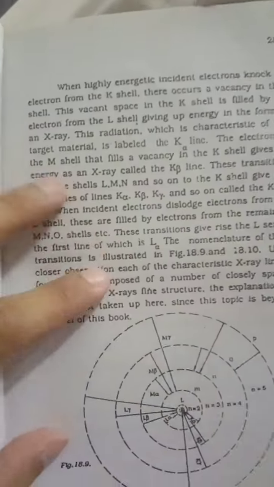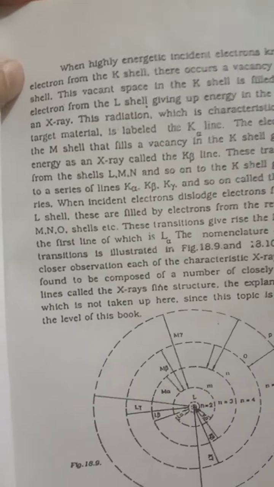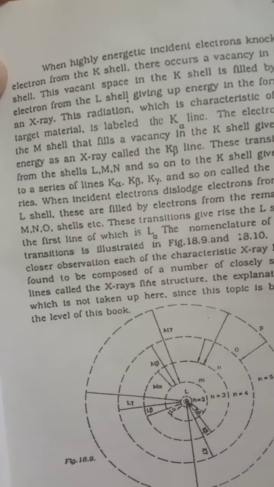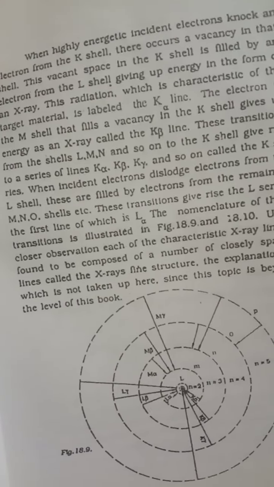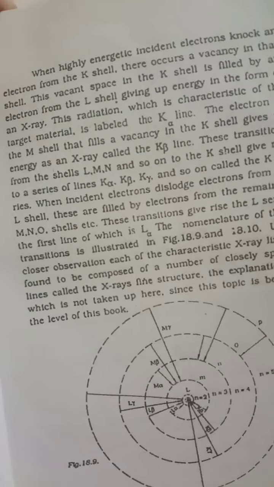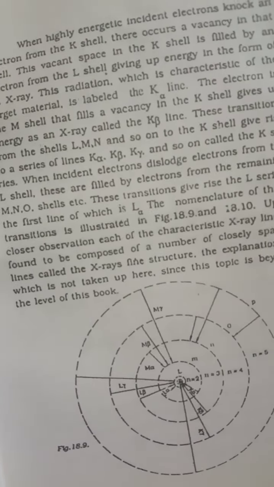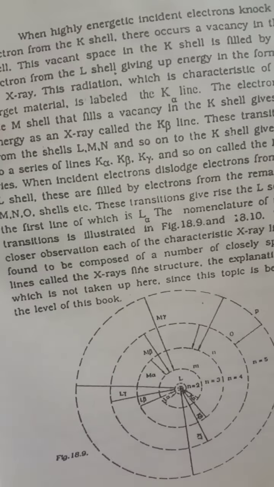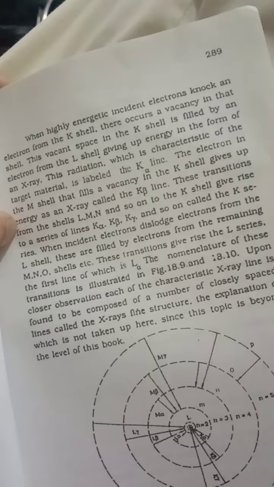When highly energetic incident electrons knock an electron from the K shell, there occurs a vacancy in that shell. This vacant space in the K shell is filled by an electron from the L shell, giving up energy in the form of an X-ray. The radiation, which is characteristic of the target material, is labeled the K alpha line.